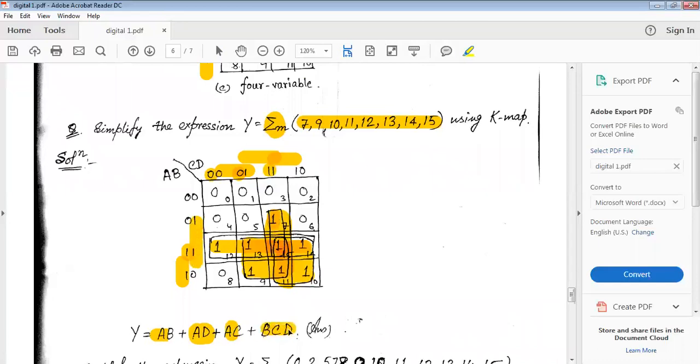We have to look for the constant terms. If it is 1, then it's no bar. If it is 0, it will give the complemented output. So in that case, Y equals AB plus AD plus AC plus BCD.